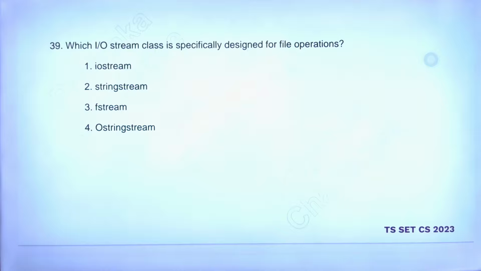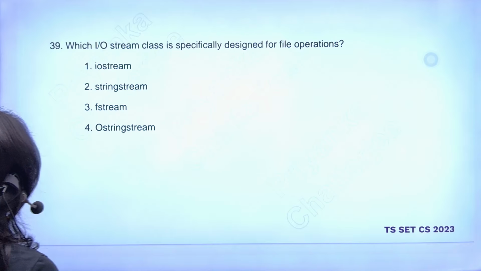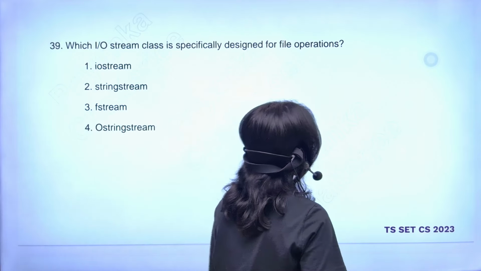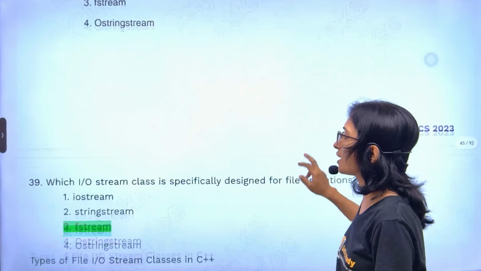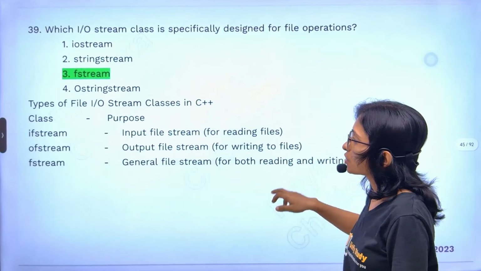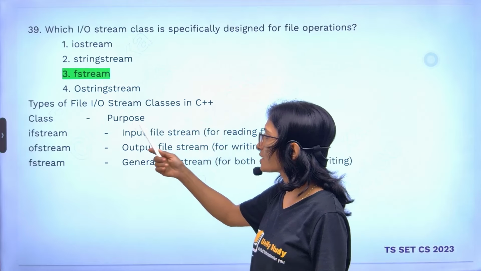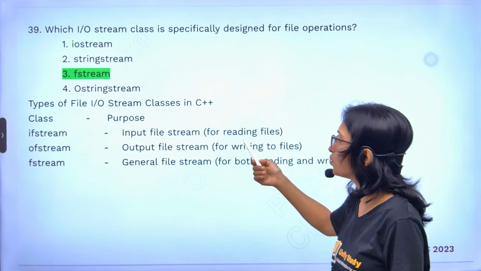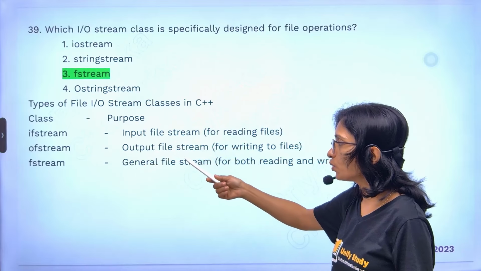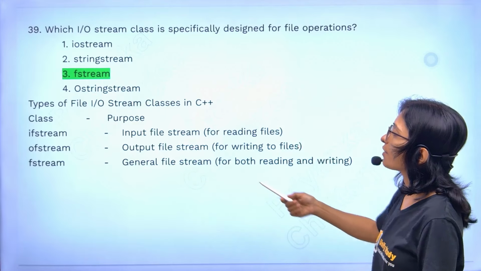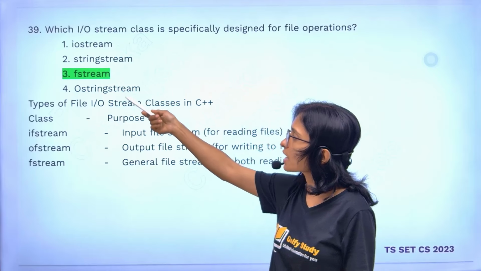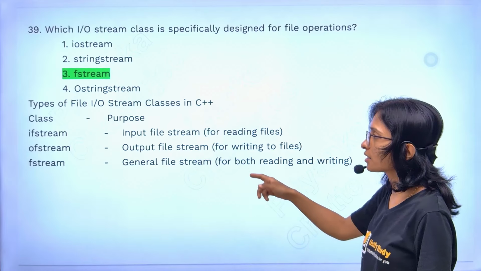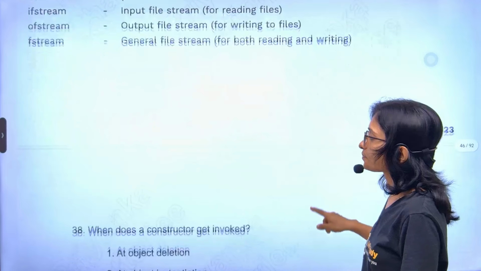Which iostream class is specifically designed for file operation? This you can easily guess also. This is TS SET 2023, Telangana SET. Those who are preparing for Telangana SET, it is your question. So here, the file classes are ifstream, that is file input, ofstream means file output, and fstream means general file stream. So your fstream is the correct answer. Here iostream, these are not coming under file. So the answer is this one.